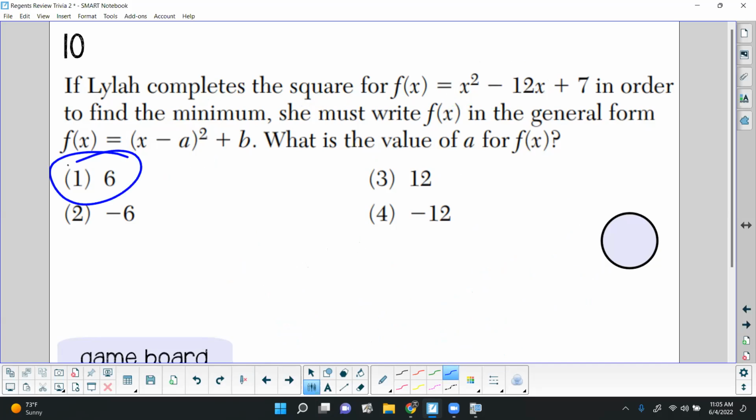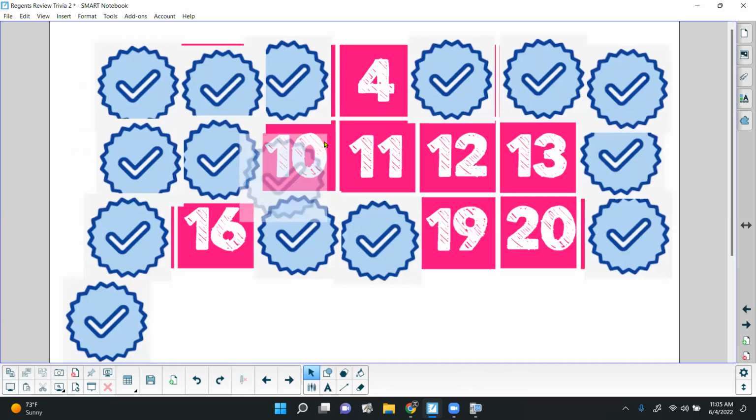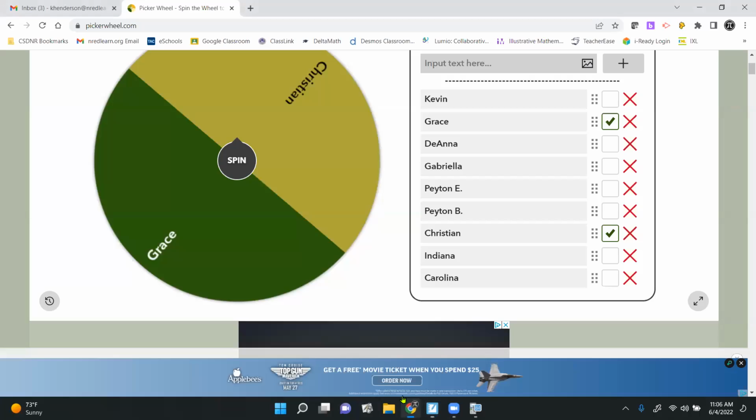So the answer for this one is 6, because 6 is half of that number. 6 is half of that number. So the number would be 6, okay? All right, catching you all up there. Hopefully you understand how we completed the square and why we got a 6. All right, thanks Deanna for picking number 10.